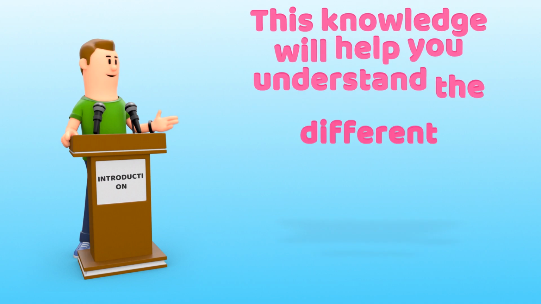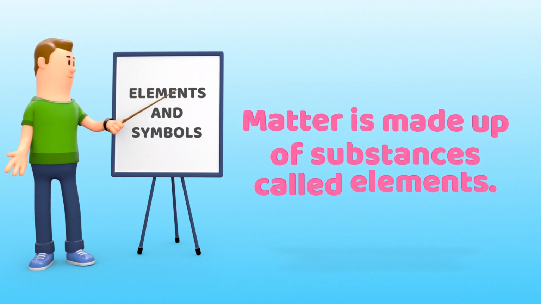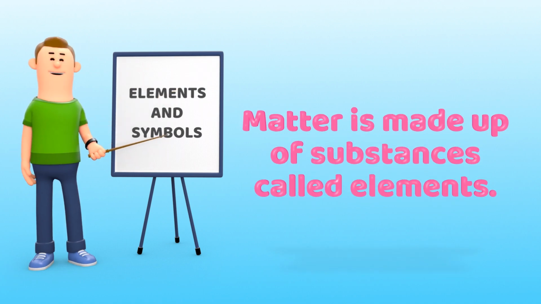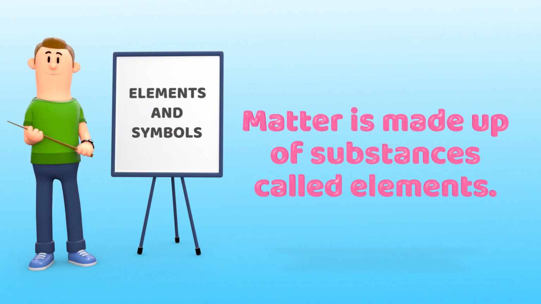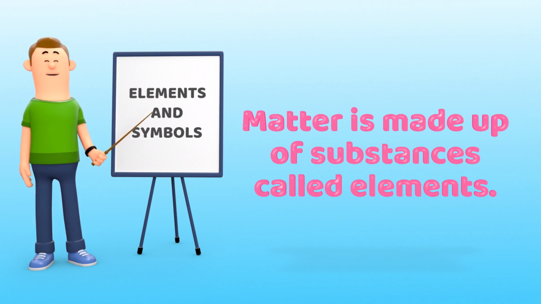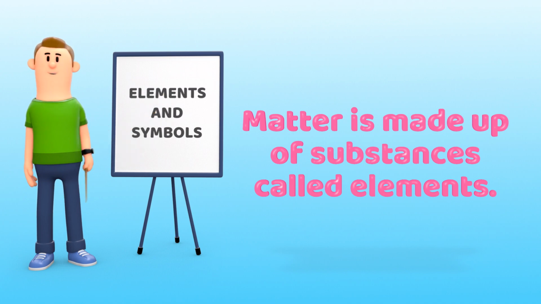The knowledge you gain in this chapter will help you understand different ingredients and how to separate them in the things we encounter in our daily life. Let's now start with the elements and their symbols. You need to understand that matter is made up of substances which we call elements.